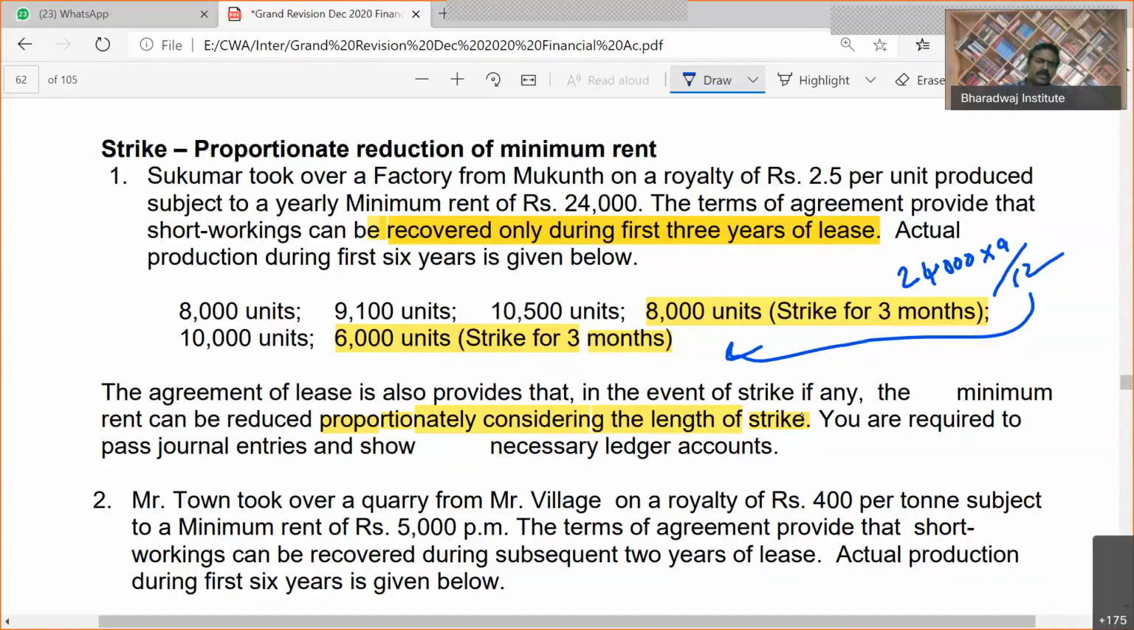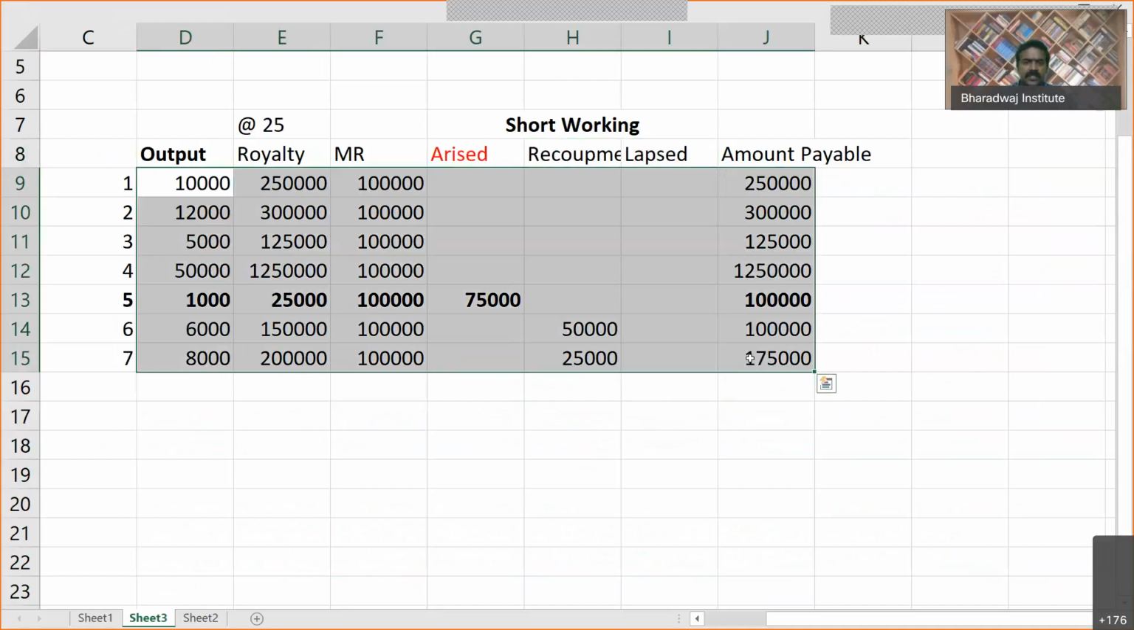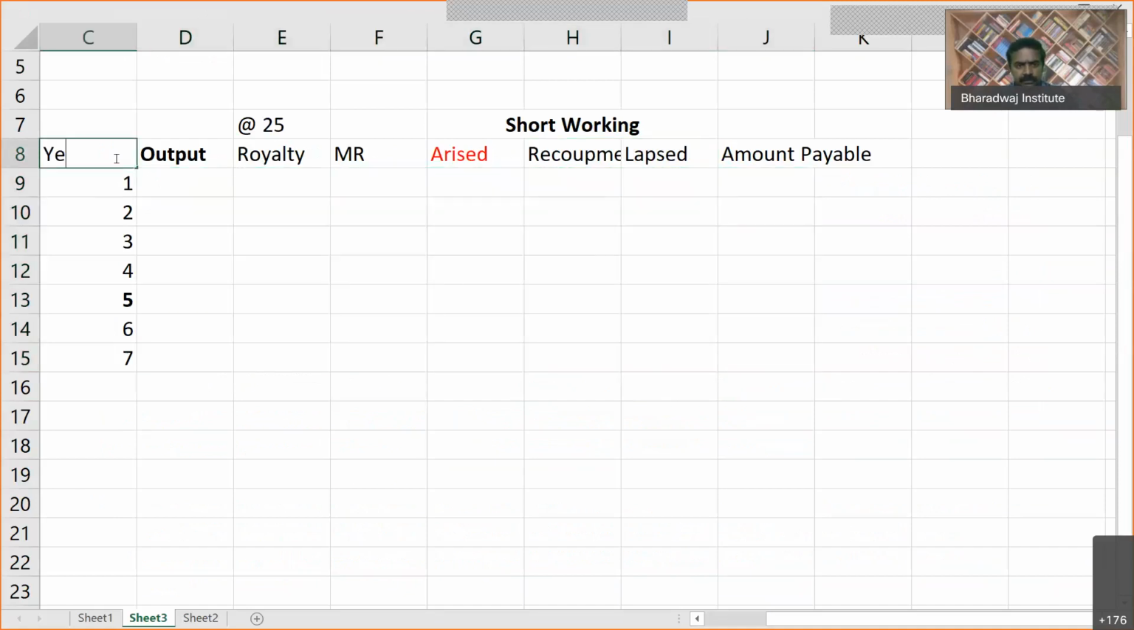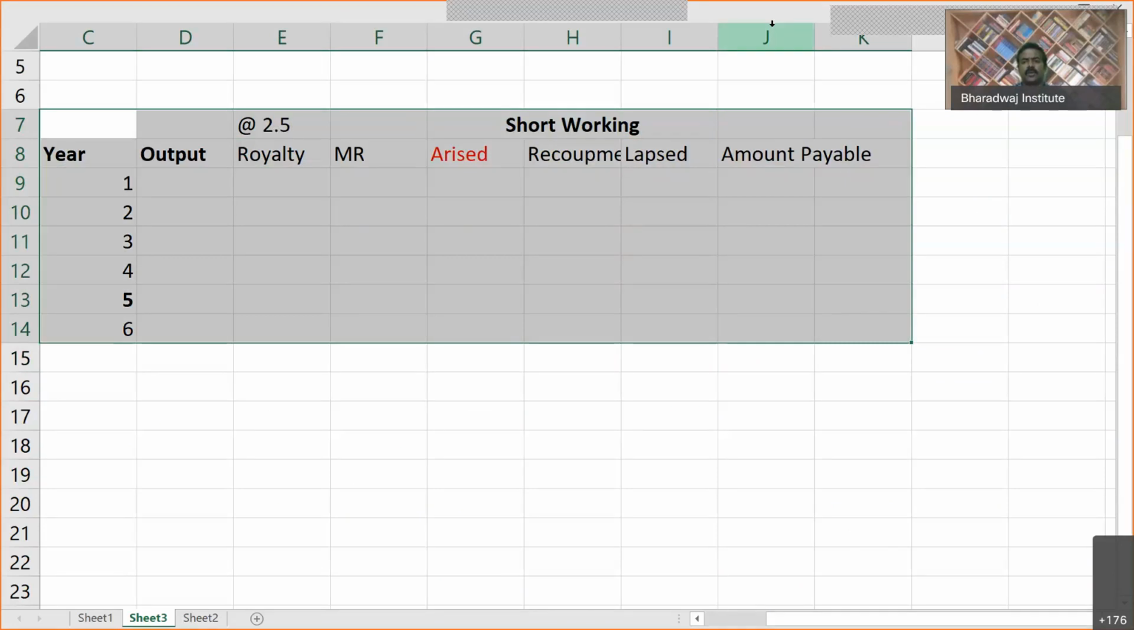Okay. So can you prepare the table like this? Probably I'll give you a minute of time. I request you to prepare the table. It is not monthly production, it is yearly production. And I will tell you the shortcuts of preparing the ledger accounts also. So what is the yearly production? I request you to work out years 1, 2, 3, 4, 5, 6. Place the output, royalties at the rate of 2.5, and minimum rent. I will give you about 2 minutes of time for that. Try to work out.